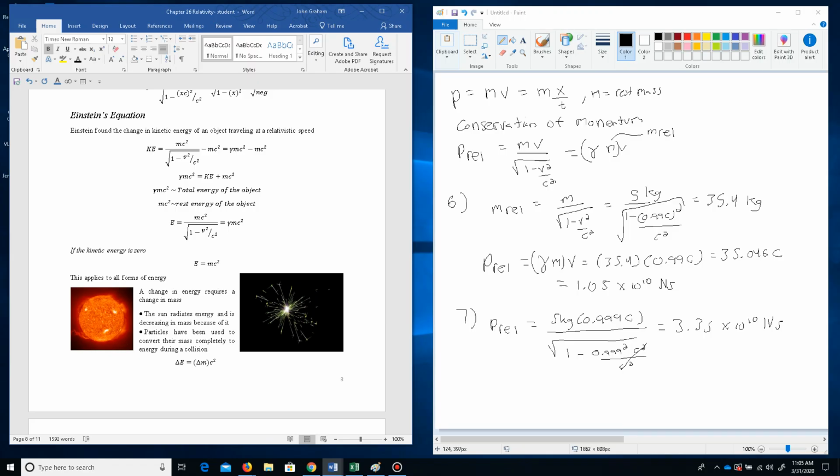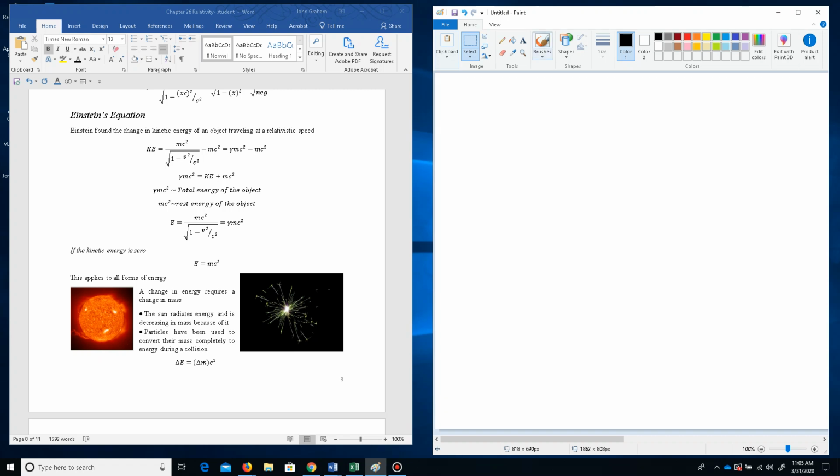Alright, so now we did momentum. Now we're going to look at energy. So let me get a new blank sheet, basically. And specifically, we're looking at kinetic energy, since we know kinetic energy is equal to 1/2 mv squared traditionally. So it depends on v, which depends on time.